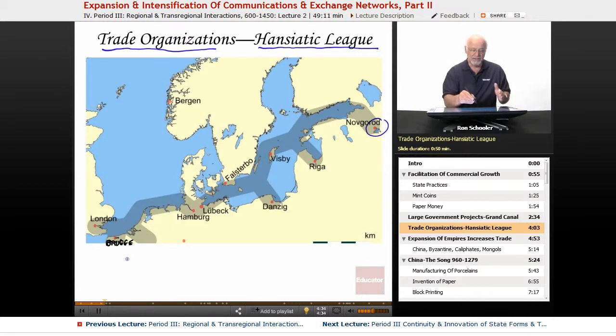And all of these cities along the way, they all participated, they agreed to abide by rules that were set for everybody. And so it's not a state organization, it's a trade organization among different peoples. And that facilitates trade.